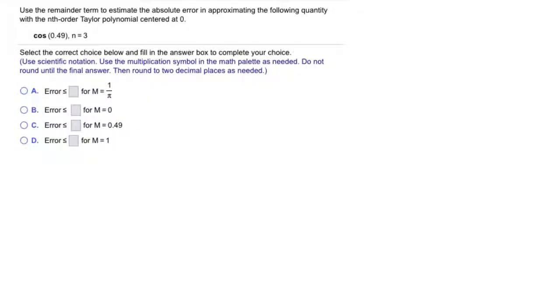Here's a solution to problem number 13 from section 9.1. Here we're trying to find upper bounds on the error made in approximating a quantity using a Taylor polynomial. It's asking us to use the Taylor polynomial of degree 3 to estimate a value of the cosine function. And so the function that we're estimating is cosine. They tell us that they want to have this centered at 0.